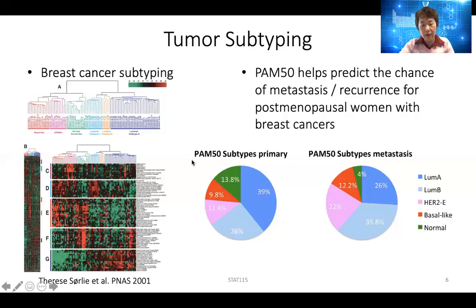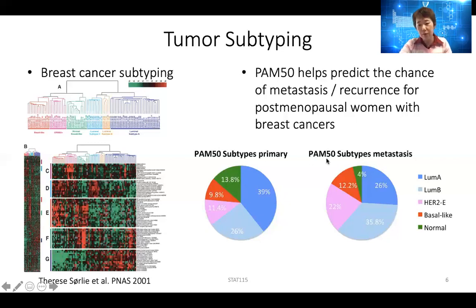So scientists developed this panel called PAM50, basically using 50 genes as markers to decide whether a particular tumor belongs to Luminal A, Luminal B, HER2, basal-like, or normal-like tumors. By the way, this normal is not real normal, it's normal-like. They are still kind of a breast cancer type, but they usually have pretty good outcome.